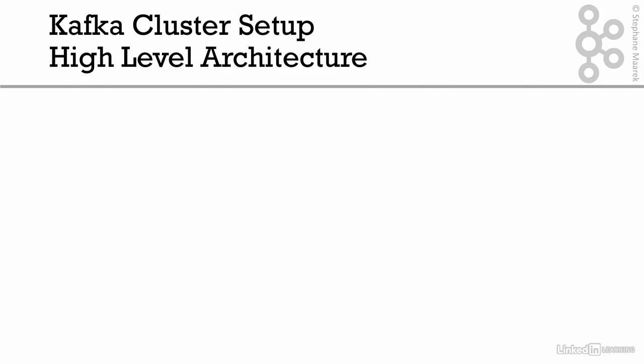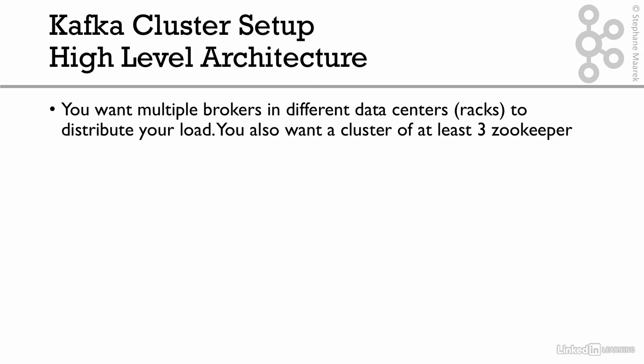So the first topic I want to tackle is Kafka cluster setup. I want to give you an idea of a high-level architecture of what a cluster looks like in production. We basically want multiple brokers in different data centers or racks to distribute your load and make sure you have a highly available setup that is not risky to run.